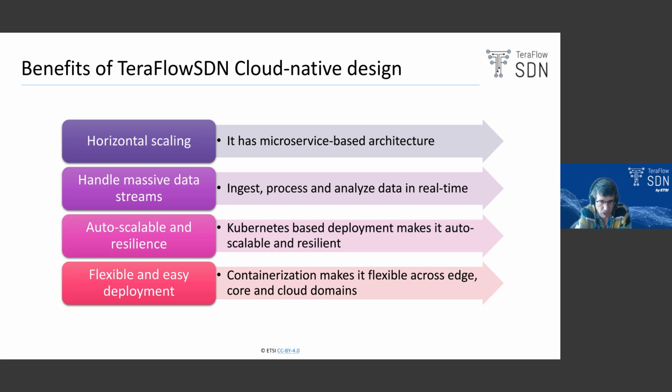So we have also autoscalable and resilient components. This means that the Kubernetes-based deployment makes them autoscalable and resilient. We're able to upscale and also restart components in case they have some issue. And we have flexible and easy deployments. We have this containerization, which makes it more flexible across the edge, core, and cloud domains. So we can have several flavors and deployments of TeraFlowSDN. You don't need to have all the different components active, instantiated. You can have the bare minimum depending on the scenario.